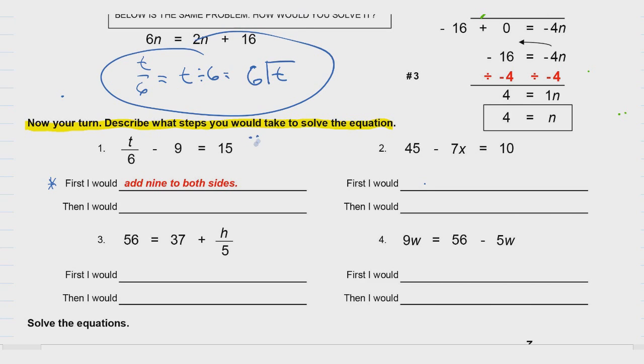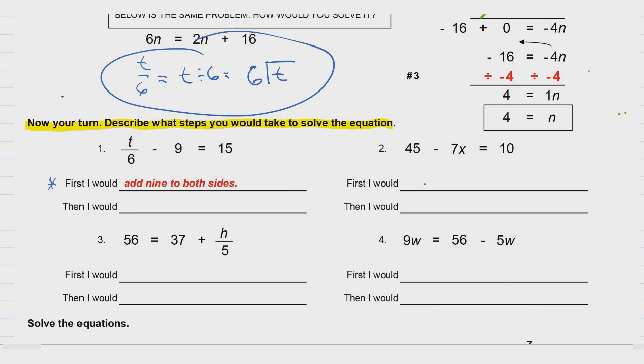Well, the 15 is already happy. So you know you're not going to move the t over here because now the 15 would be upset. So you're either going to move the 6 or the 9. So who would you move first? Well, the easiest thing to do is move the addition and subtraction first. So that's why it says add the 9 to both sides. You would do plus 9 to both sides. Now the 9's gone because it's on the other side. And you're left right here with t over 6.